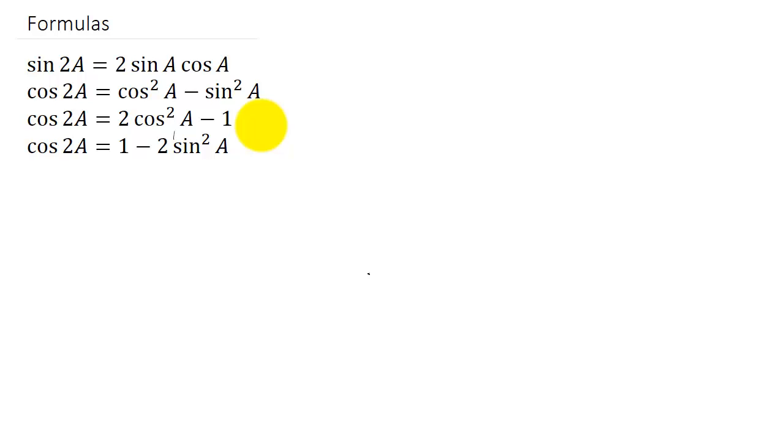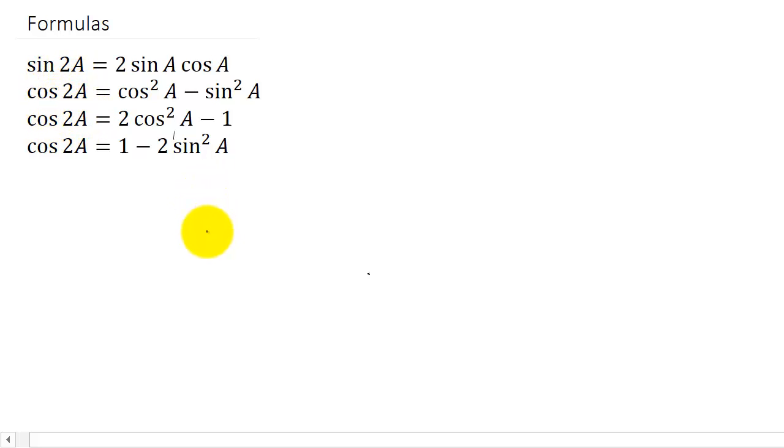Alright, so let's take a look at some problems involving the double angle identities. In this video, we're going to be given the information over here, and we have to find either sine 2a or cosine 2a. This will be the second example that I'm doing. You can check my first example out if you want to.